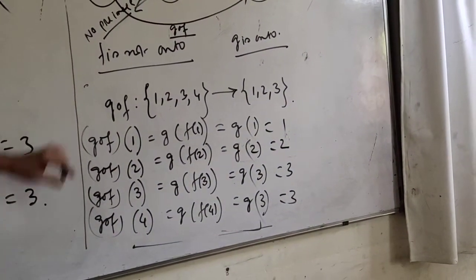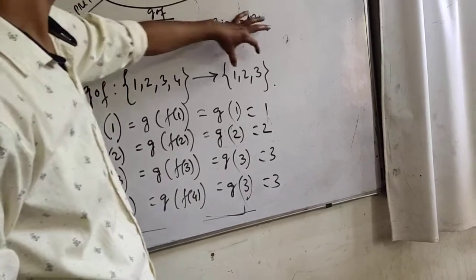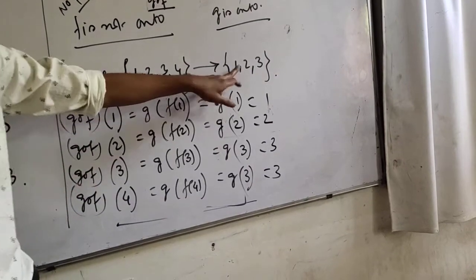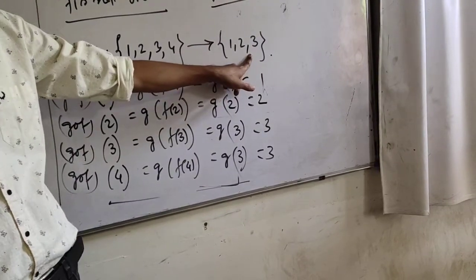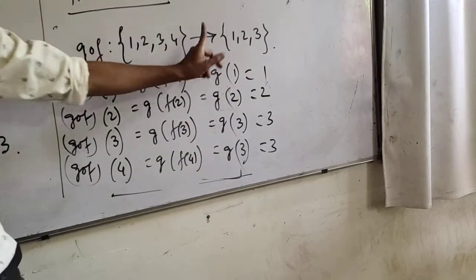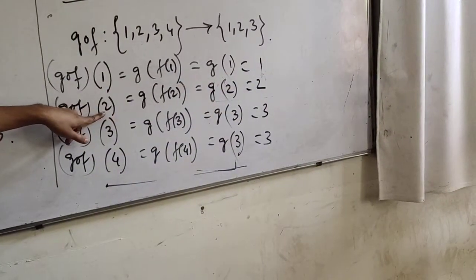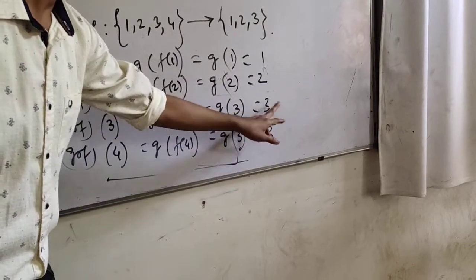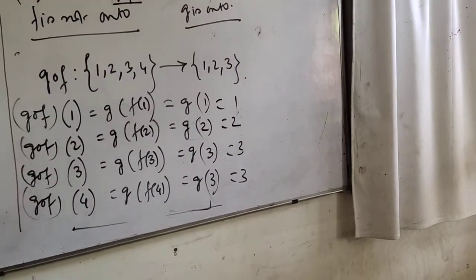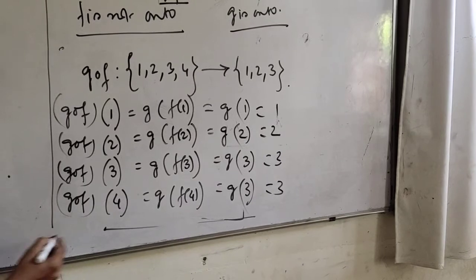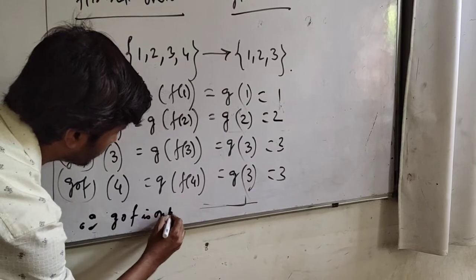This means for this function ZOF, the domain is the set 1, 2, 3, 4. The codomain is the set 1, 2, 3, and we have seen that every element from this codomain, which contains 3 elements, 1, 2 and 3, has pre-images in the domain. Here you see 1 has pre-image 1, 2 has pre-image 2, and 3 has 2 pre-images, 3 and 4. That is, 3 and 4 both have the same image, which is 3. Therefore ZOF is onto.